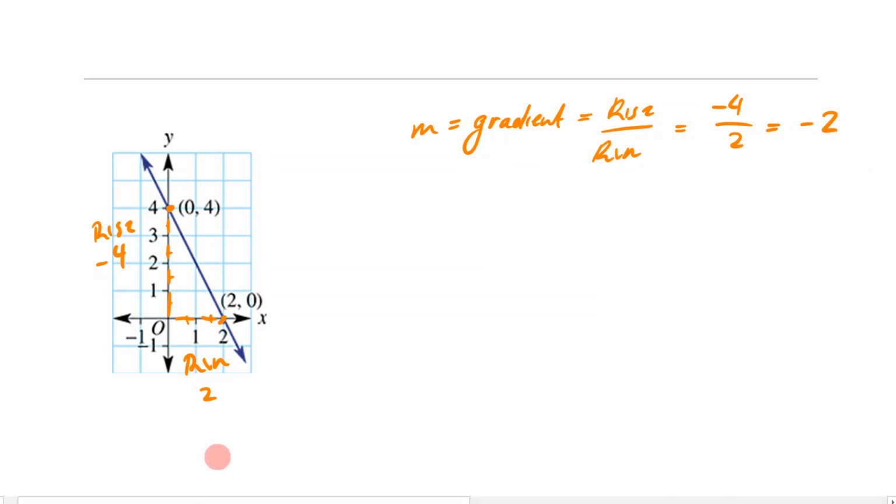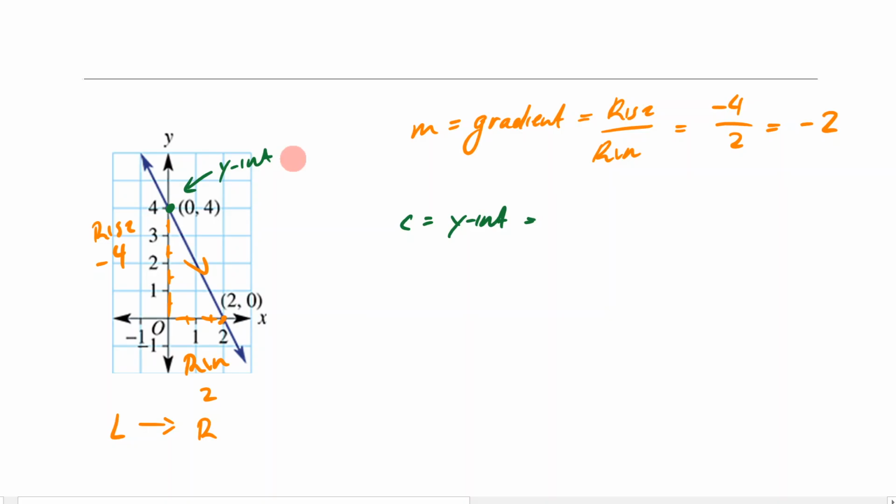Also important to note, you could have realized that your gradient had to be negative because you're looking at it from left to right. It's going down. So you knew that your gradient had to be negative. The other thing you need to consider is what your y-intercept is going to be, which is your c value. So what is your y-intercept? Here it is. That's your y-int.